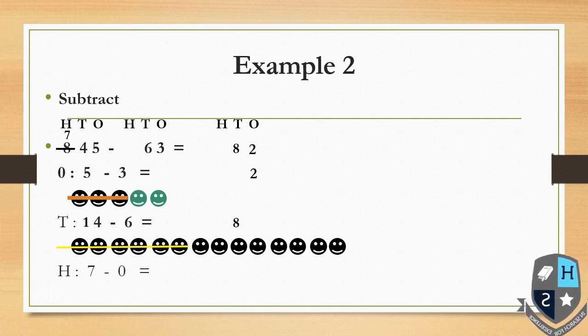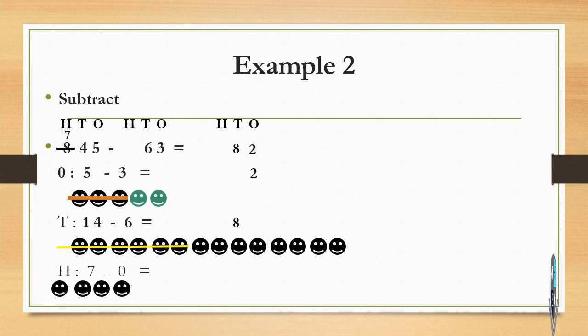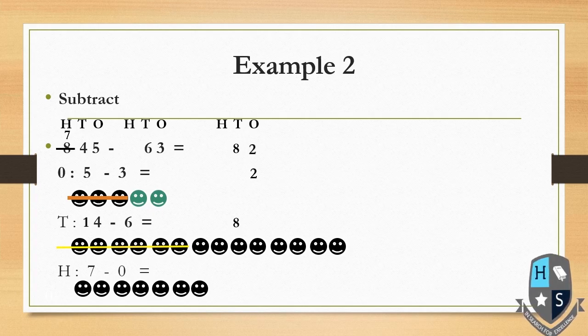7 take away 0. Is it possible? Yes, because 7 is bigger than 0. Let's count 7 balls. 1, 2, 3, 4, 5, 6, 7. Our question is 7 take away 0. 0 means nothing, so we are not going to cut any ball. We are going to count how many remain. 7. Wow. So our answer is 7.